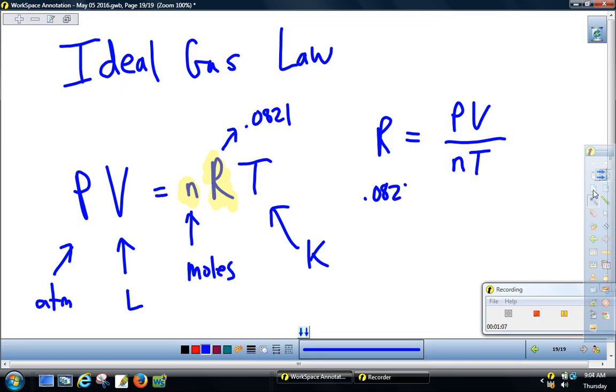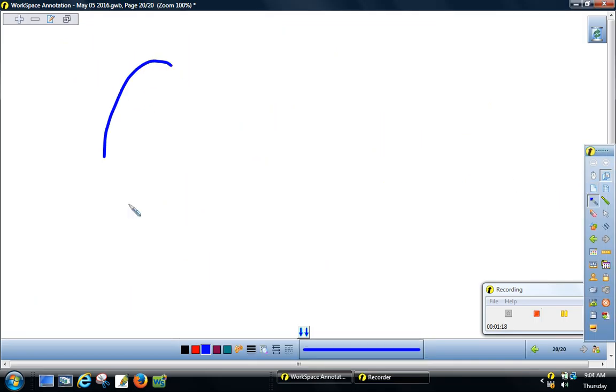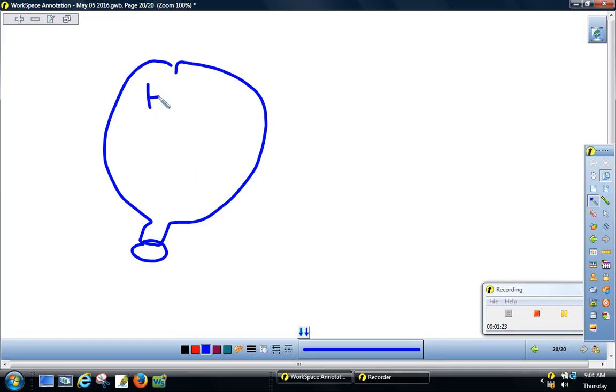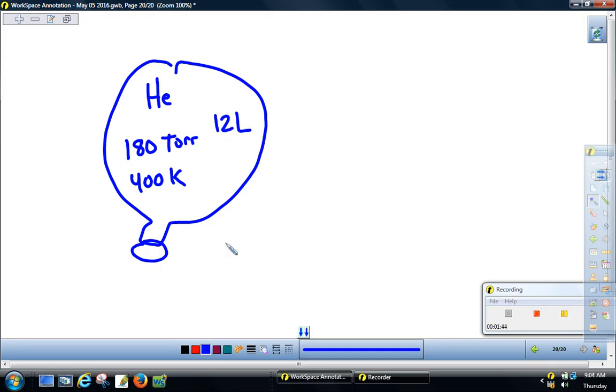So let's go ahead and see how we can use this. Let's say we have a balloon, and inside our balloon we have helium. The balloon is at, let's say, 180 torr of pressure, and at 400 Kelvin, and the balloon is 12 liters in size. If we know the pressure, temperature, and volume, we can figure out how many moles, and thus how many grams, of helium gas are inside that balloon.